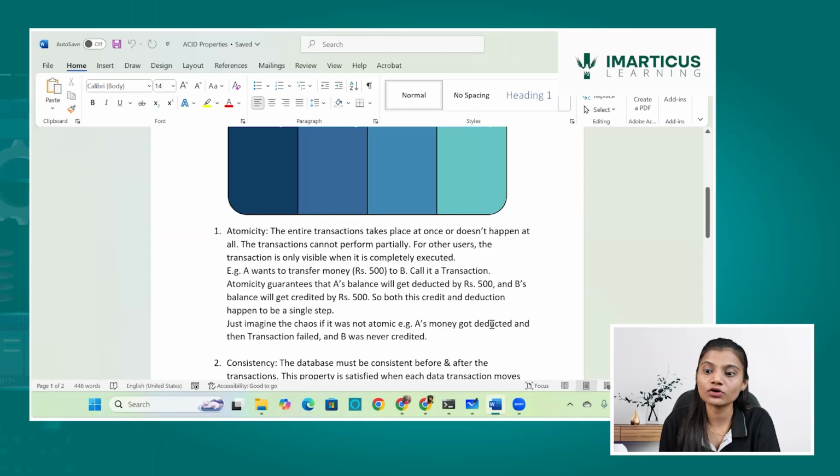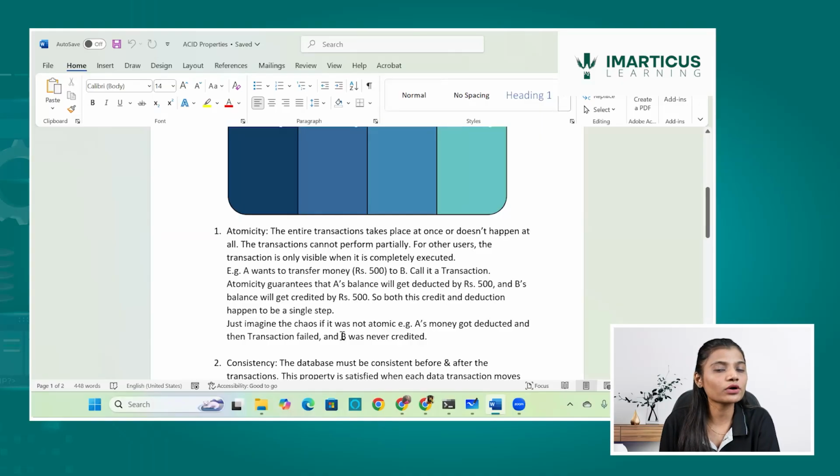That is, A's money got deducted, my account got deducted with the amount, and the transaction failed. Then it is called a failed transaction. And B never got the money that was being given. That's the meaning of atomicity, and atomicity is very important.